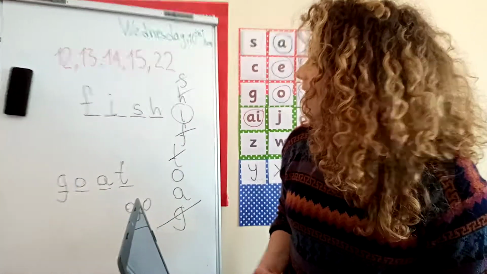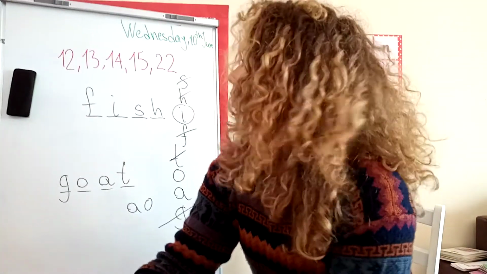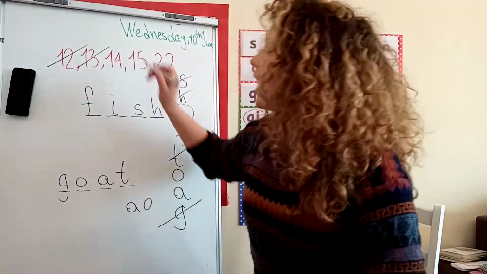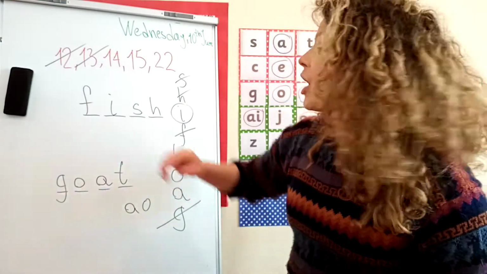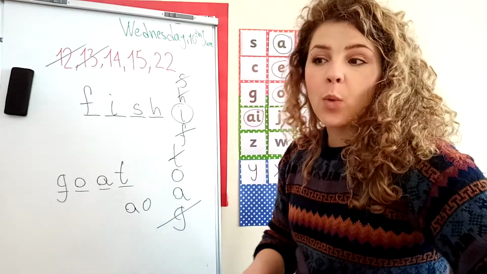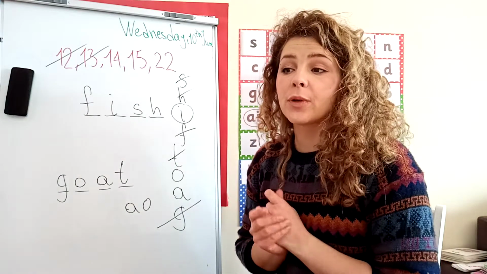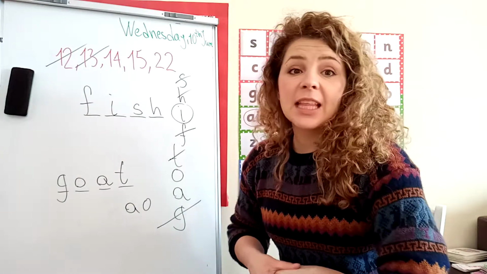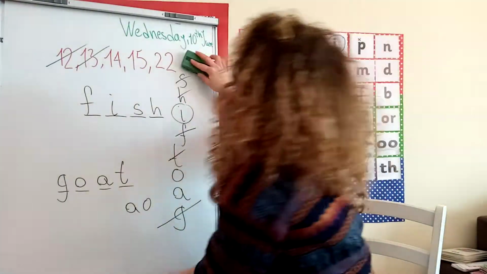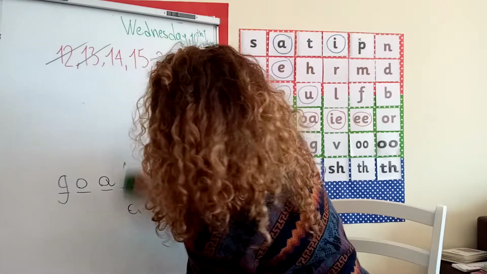So, those were pages 12 and 13. And you know what? I'm going to do the same. I'm going to cross out the ones I've done. And we go to page 14. Now, page 14 deals with consonant blends. Consonant blends is something that we're going to focus on more in the future. So let me give you an example of what consonant blends are. So please give me a second.